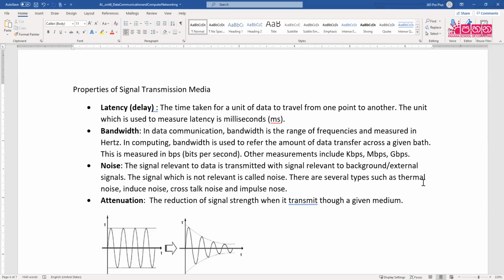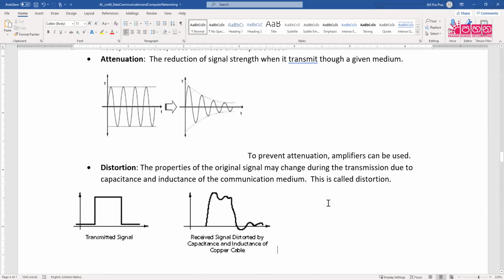And the next we call attenuation. So when a signal travels through a medium, the energy of the signal, or signal strength, reduces, and this reduction we call attenuation. And distortion means the shape of the signal may change when you transmit a signal from one point to another. And this is called distortion. Okay.